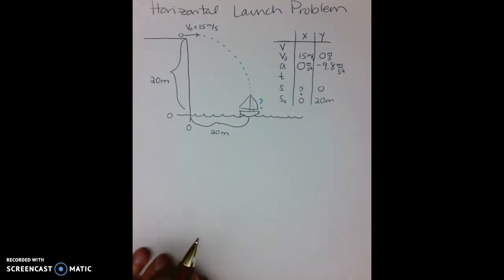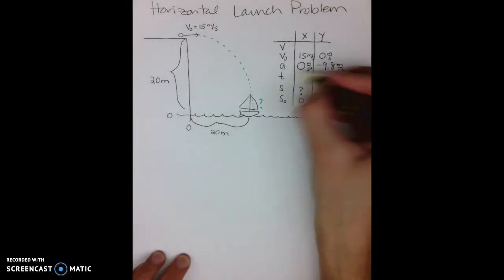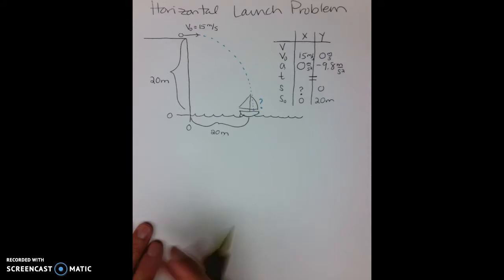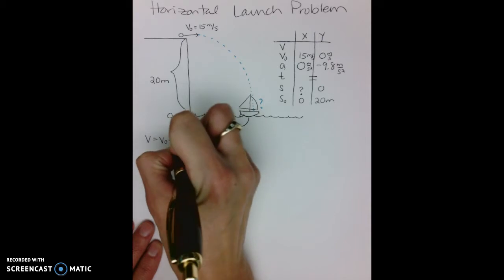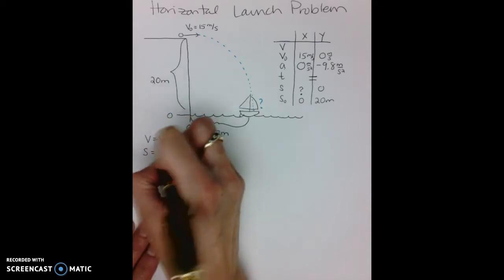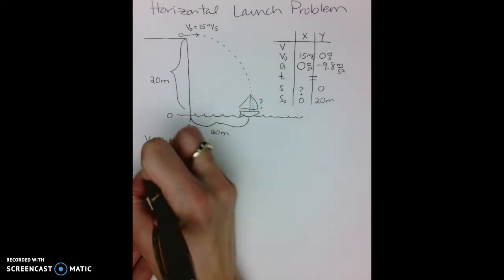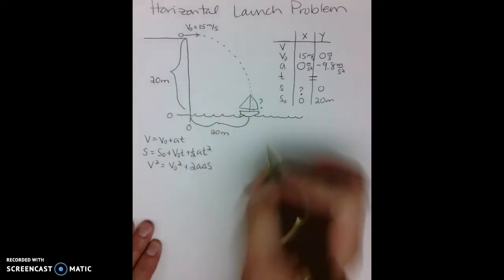Okay? The key to solving two-dimensional projectile problems is to find the time, because time is the same in both the x and the y axis. They're equal. It's the only variable that will always be the same between the two. Okay. So let's start out by finding the time. I have three kinematic equations to work with. I have v equals v naught plus at. I have s is equal to s naught plus v naught t plus 1/2 a t squared. And I have v squared equals v naught squared plus 2a delta s.